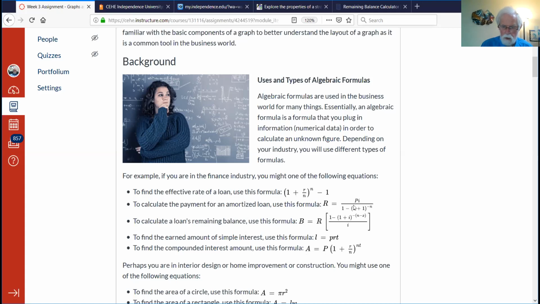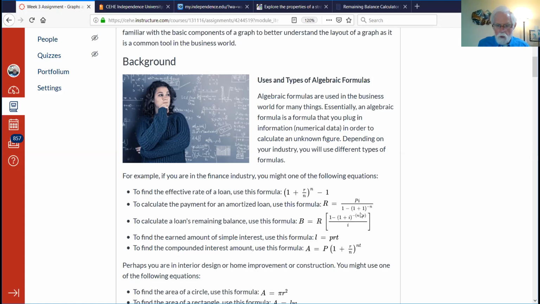Calculate that first, and then do the rest of the problem. So the remaining balance, B, is the payment, R, that came from up here, times this complicated looking fraction. But if we take it apart, we've got parentheses to solve. The first parenthesis to solve is N minus X, which is the number of payments that have been made.